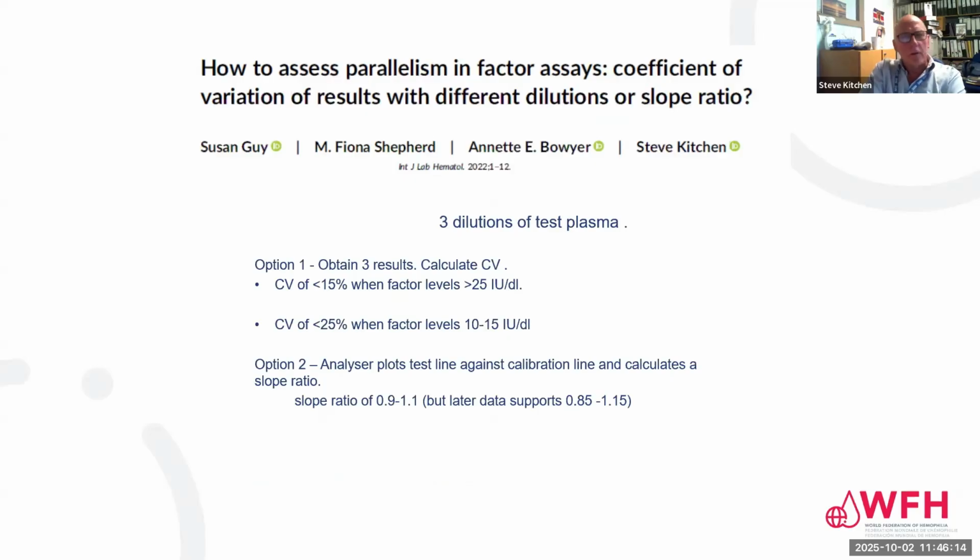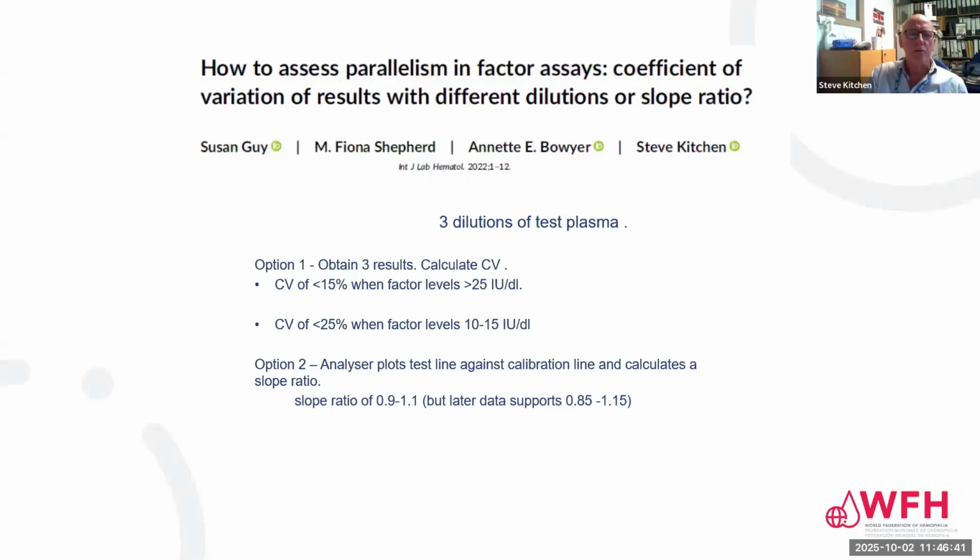But one of the two areas, I'll come to the second in a moment, that we noticed in our IEQAS and NEQAS programs, one of the two areas most frequently associated with issues in coagulation tests is the design of a factor VIII or factor IX assay. And the recommendations from WFH and others are, please do 3 dilutions of the test plasma. 3 dilutions, 3 different numbers.